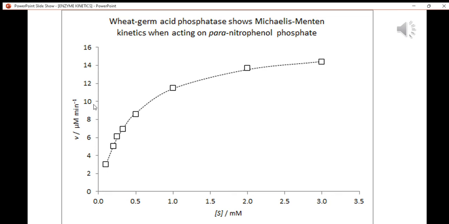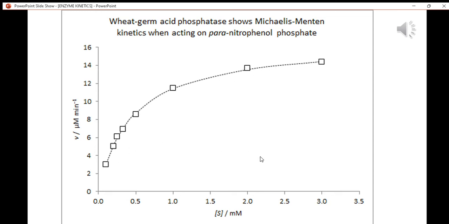It is around 7. And when the substrate concentration is 1, the corresponding velocity is just more than 10. It is around say 11. When the substrate concentration is 2 millimole, the velocity of the reaction is just about 12 micromole per minute. So like that we get a graph.